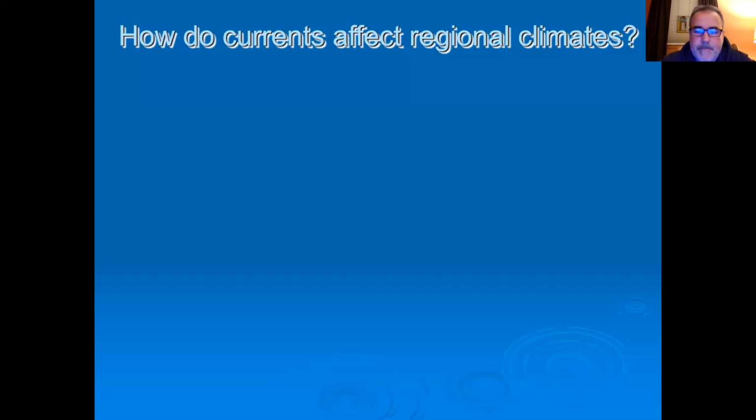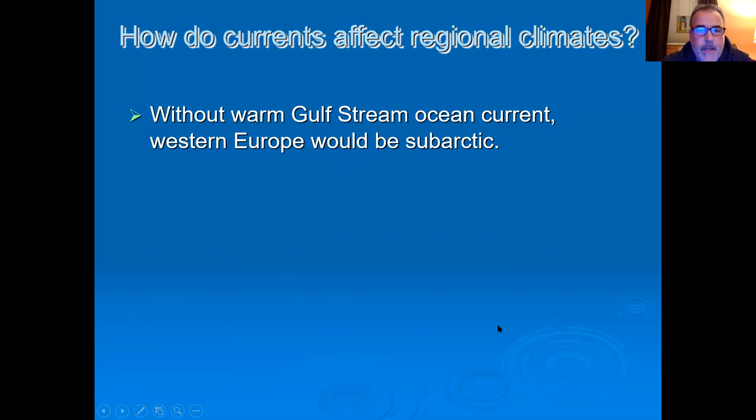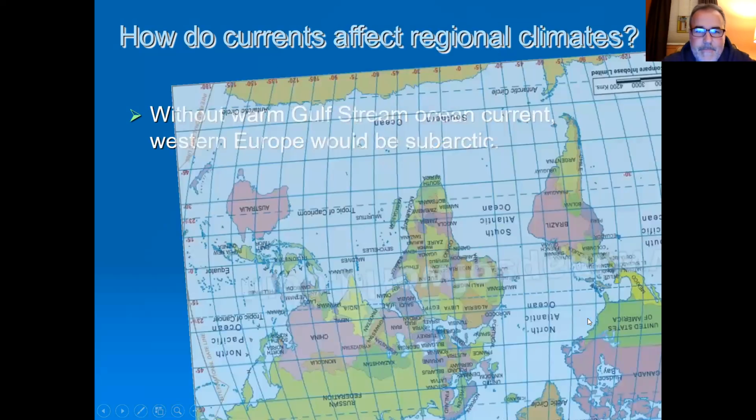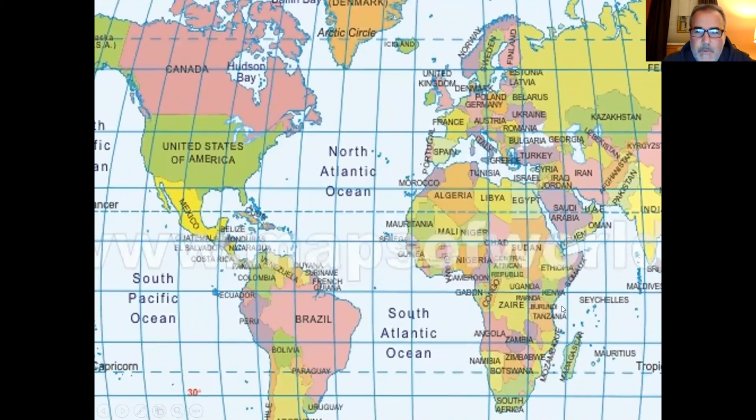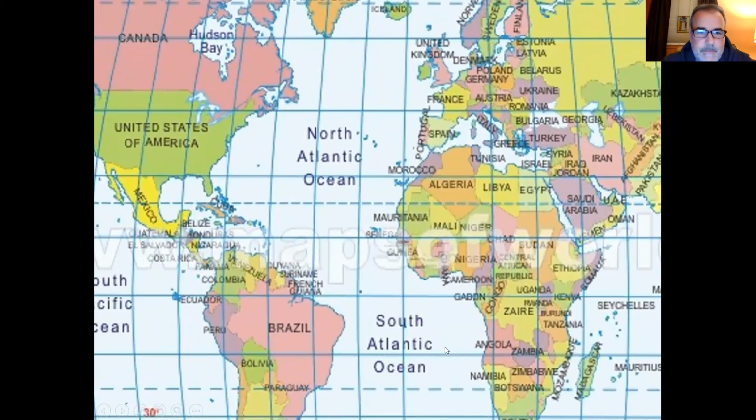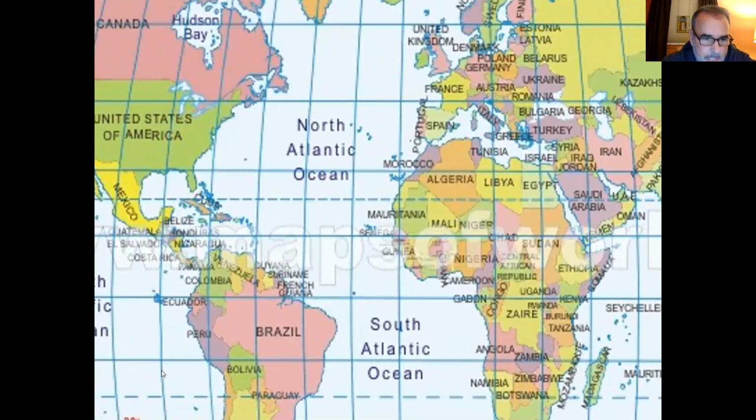Alrighty, so how do currents affect regional climates? So without the warm Gulf Stream ocean current, Western Europe would be subarctic. So let me show you this, right? So to go in closer. So as I mentioned already, let's see if I can find it here. There we go.